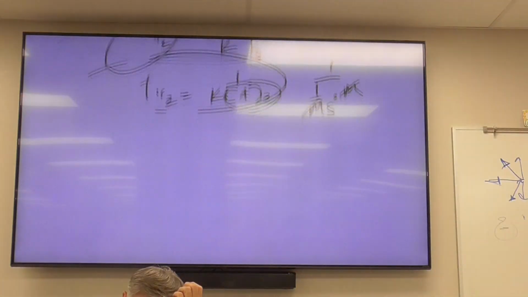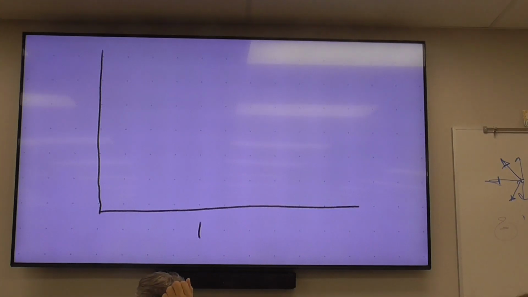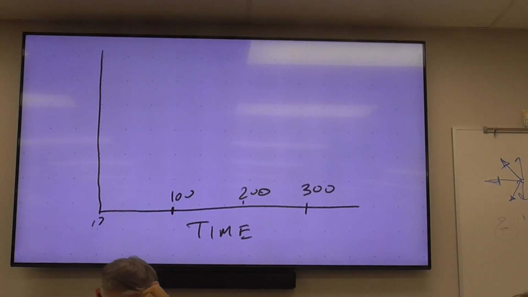Now, some people like this method of drawing this graph, okay? And I'm going to show you 2 different ways that you can do this. So you're going to come in here and you're going to go, okay, here's my graph. I'm going to have time here. And that's going to be 0, maybe like 100, 200, and 300.